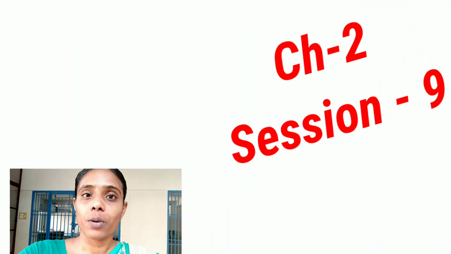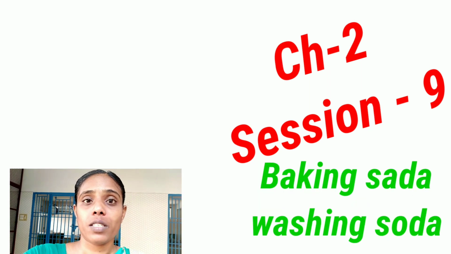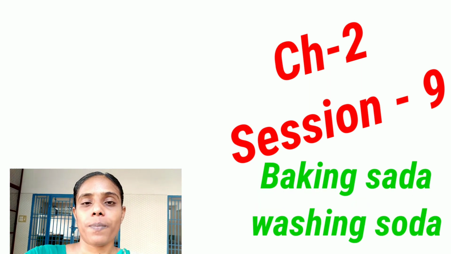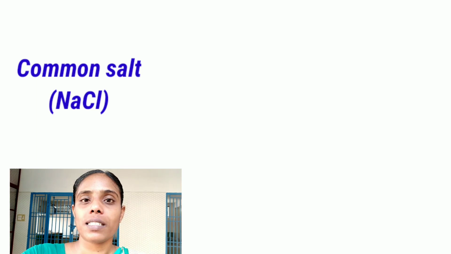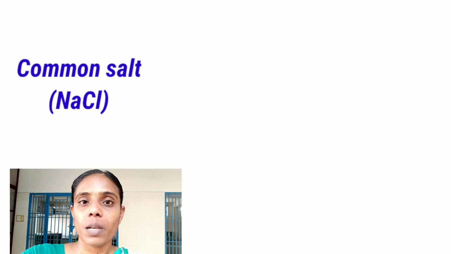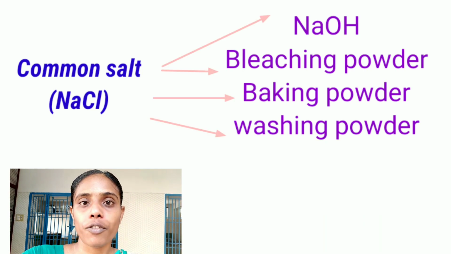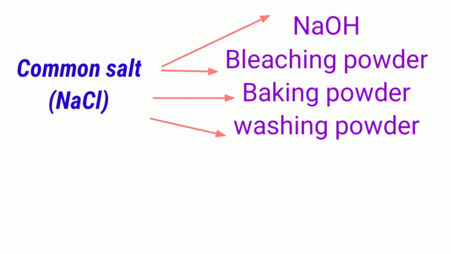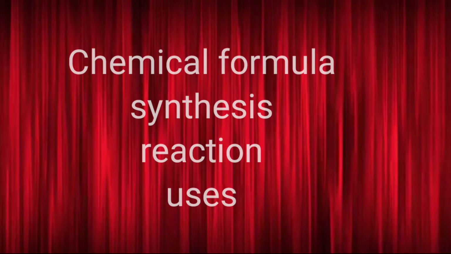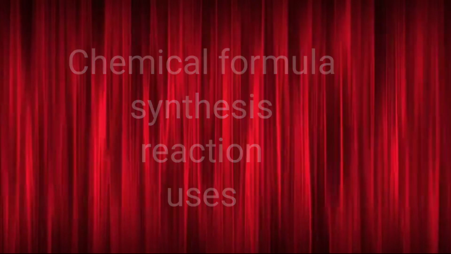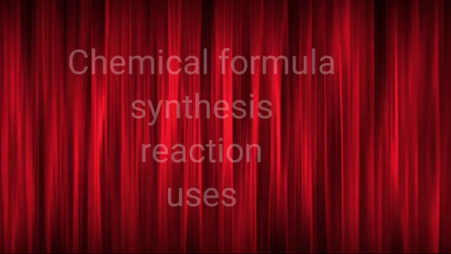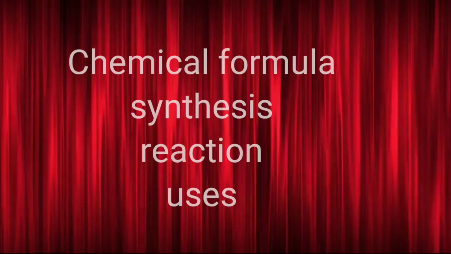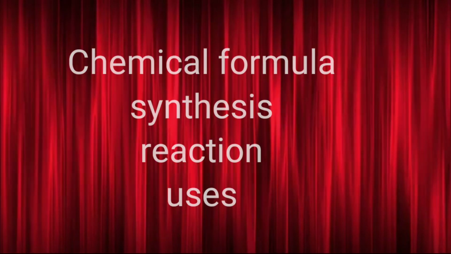In this session we are going to discuss baking soda and washing soda. In the last class we were discussing that sodium chloride is a raw material for many chemicals such as sodium hydroxide, bleaching powder, baking powder and washing powder. In today's session, we shall discuss the chemical formula, synthesis, reaction and uses of baking soda and washing soda.